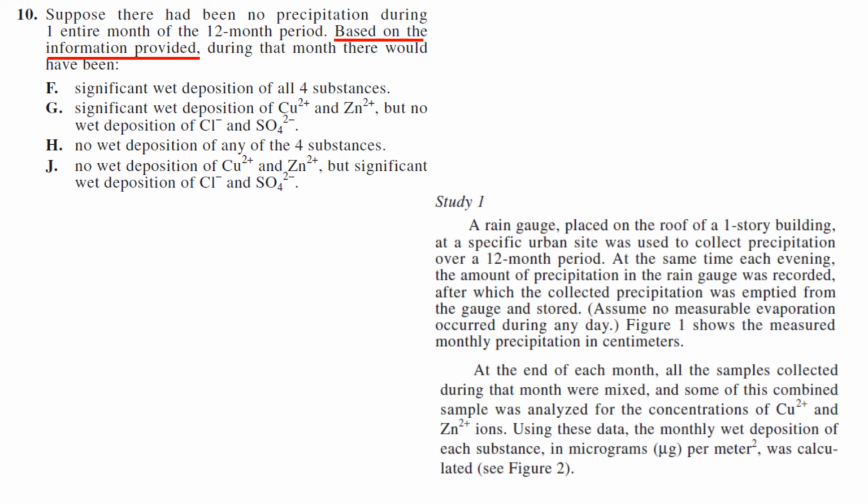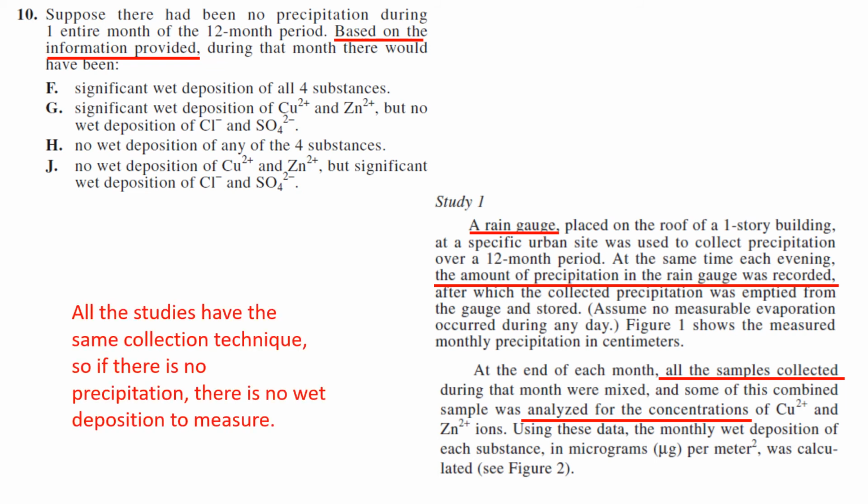four. So all four of the studies have the same collection method. A rain gauge was placed, the amount of precipitation was recorded, the samples were collected and analyzed for concentrations. So they're analyzing the concentration of rain. If there is no rain, there is no concentration to measure, and so therefore there will be no wet deposition of any of the substances. It all depends on examining the rain. That's the suppose part. You have to make that leap to understand that. So your answer is H.